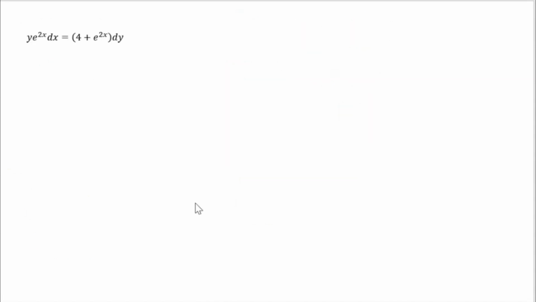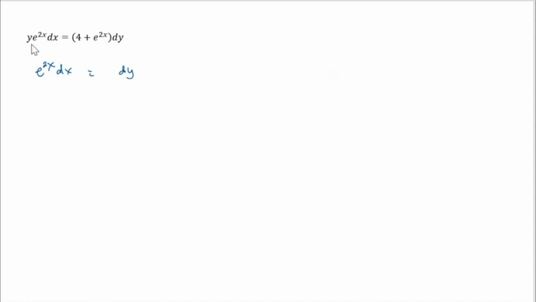Okay, the next problem is y e raised to 2x dx equals the quantity of 4 plus e raised to 2x dy. So if we are going to manipulate that one, we can remain here on the left hand side the e raised to 2x. So we can write e raised to 2x dx. Then we can also remain here on the right hand side just dy.